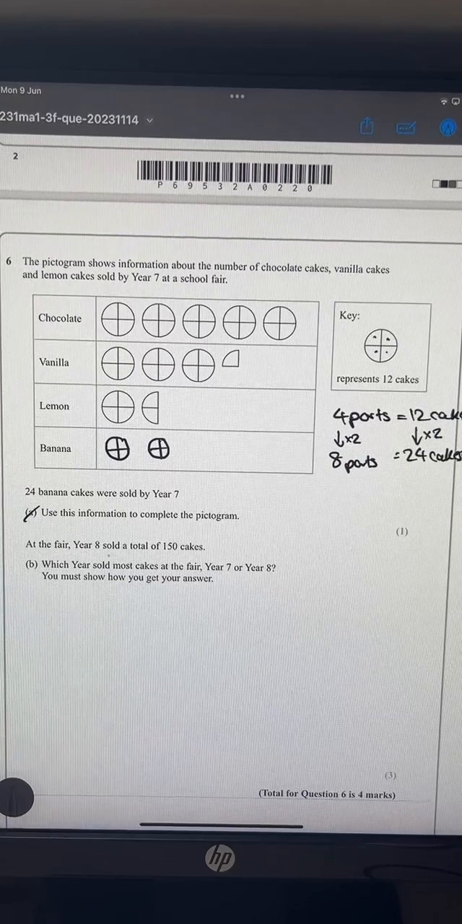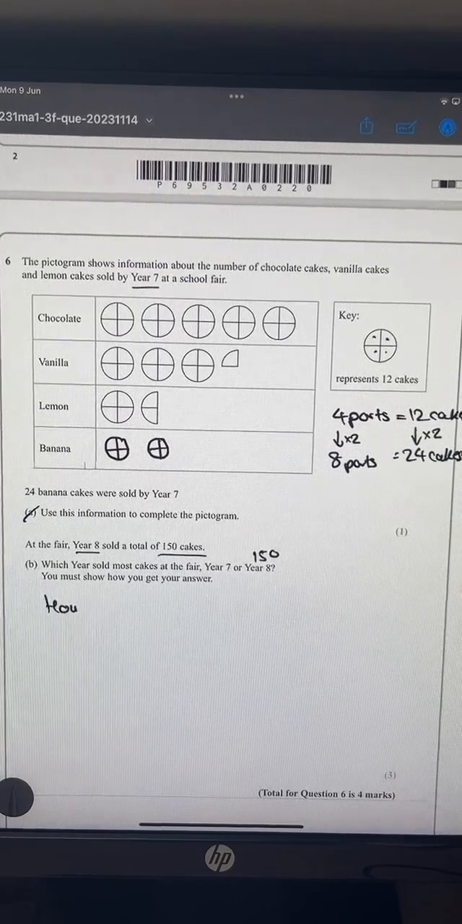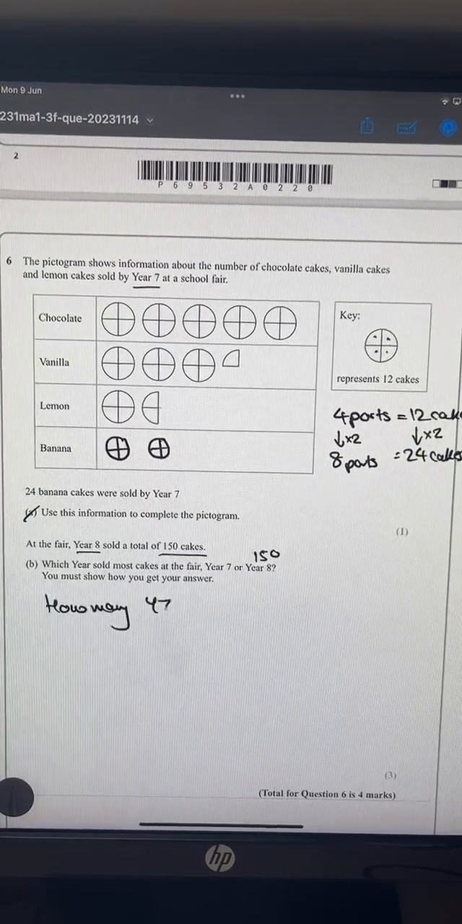At the fair, year 8, so this is a different year group. Notice this is year 7, this is year 8. They sold a total of 150 cakes. Which year sold the most cakes at the fair? Year 7 or year 8? And you've got to show how you get your answers. So we already know that year 8 is 150, we have to figure out how many year 7 sold. How am I going to do that?